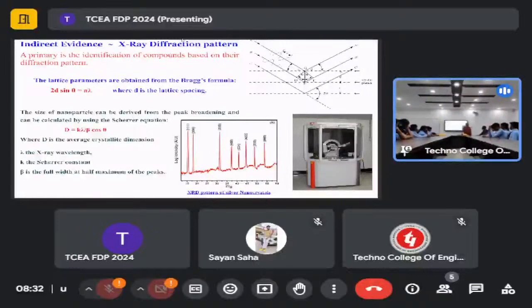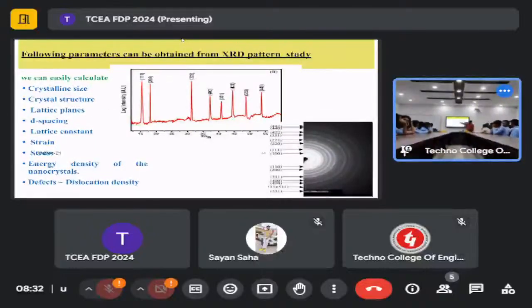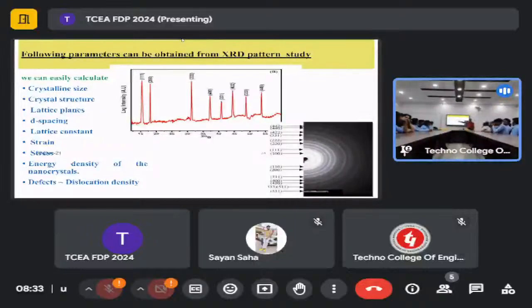So indirectly, from the X-ray diffraction pattern of the prepared nanoparticles, we can get an idea about the size of the nanoparticles. So direct observation is by transmission electron microscope, indirect observation by X-ray diffraction pattern, which gives you the size of the nanoparticles. Not only that, we can get the lattice spacing, the lattice constant, stress, strain, energy density, everything from the X-ray diffraction pattern.